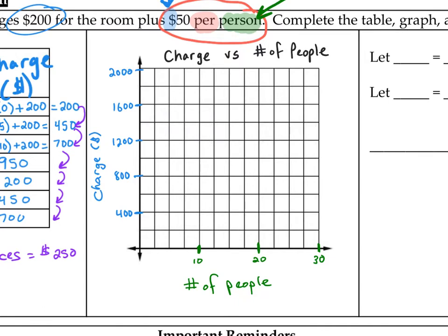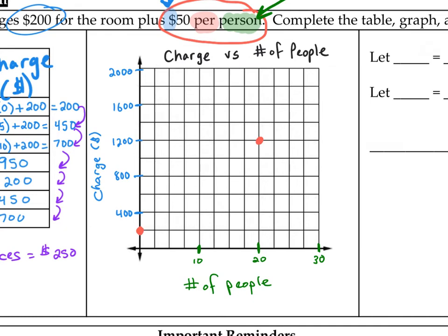Now, because the scale is kind of big, it might be hard to figure out exactly where to put numbers like 450 or something that doesn't land on a nice, easy line. So you want to remember that these will form a straight line. So what I suggest doing is putting the first value down, which is at 200, and then finding some other point that is a nice, easy point to find. For instance, for 20 people, it's $1,200. So that's another nice, easy point to find.